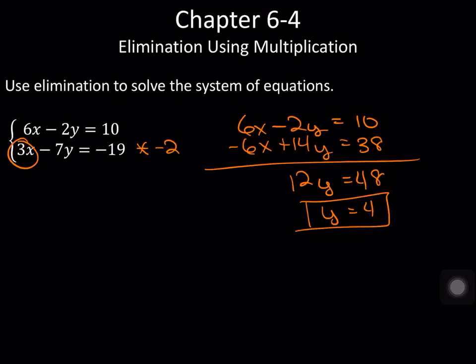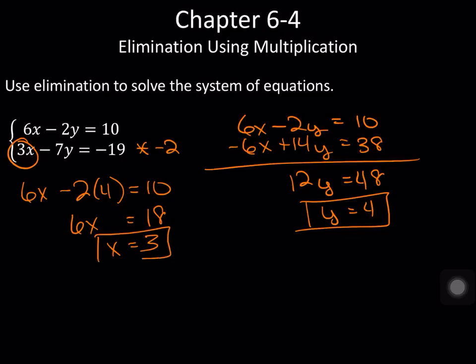And then that y equals 4, we get to plug it back in to find out what x equals. So 6x minus 2 times 4 equals 10, which means that 6x equals 18, x equals 3, and that's my ordered pair, (3, 4).